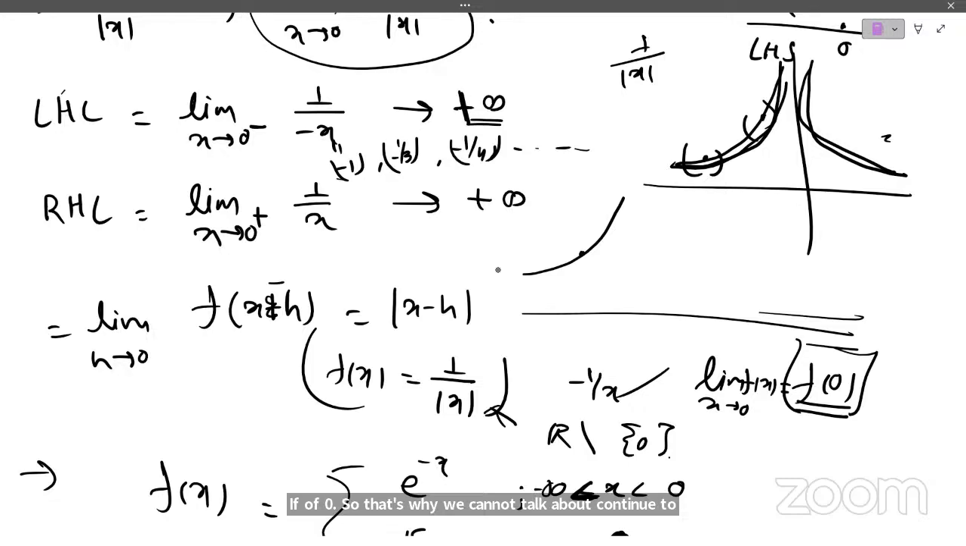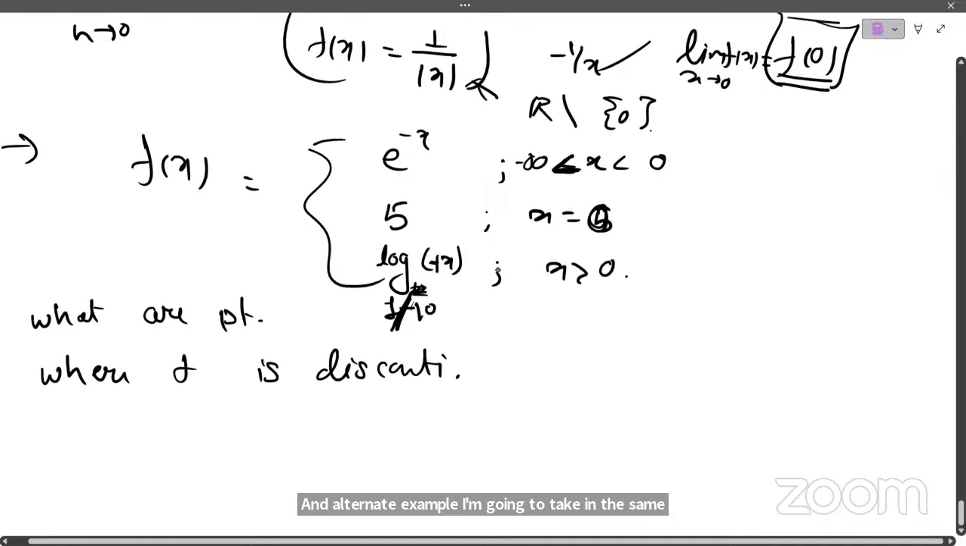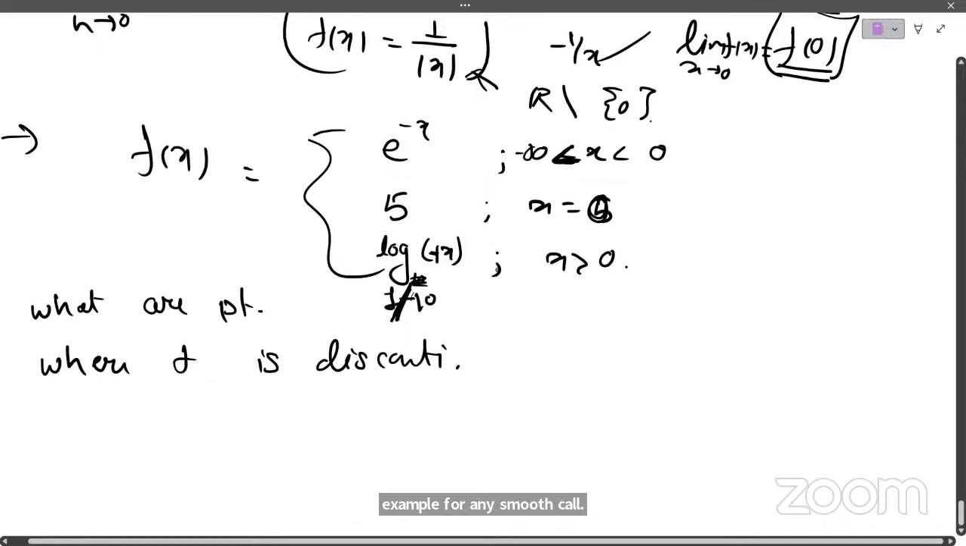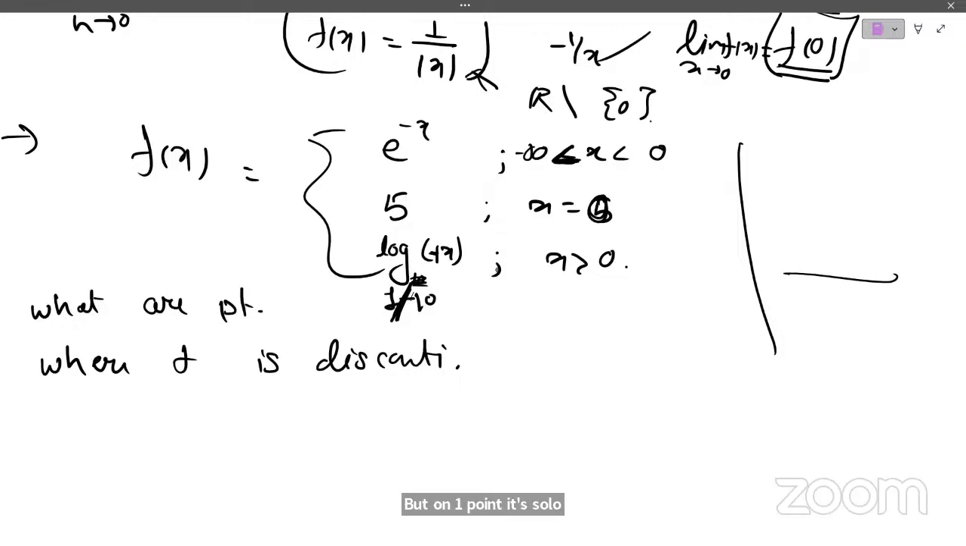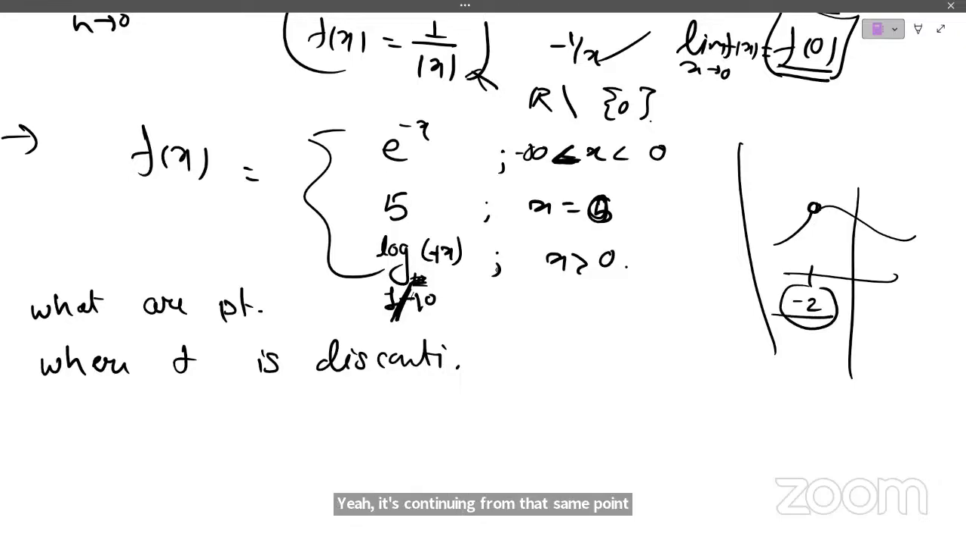Ma'am, an alternate example for any smooth curve. There is a smooth curve in the xy plane, but at one point it's hollow, means we are drawing a hollow point. Now it continues from that same point. So continuity won't be defined at that point itself. The limit will be defined at that point, but you cannot talk about continuity at a point where the function is not defined, where the point is not in the domain of the function.